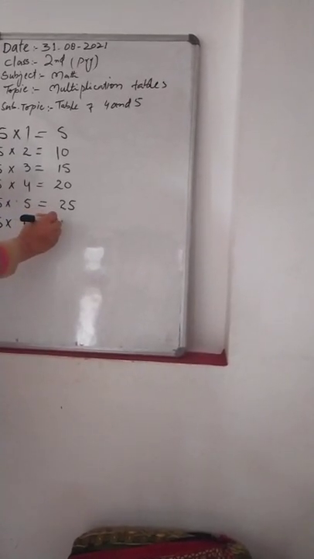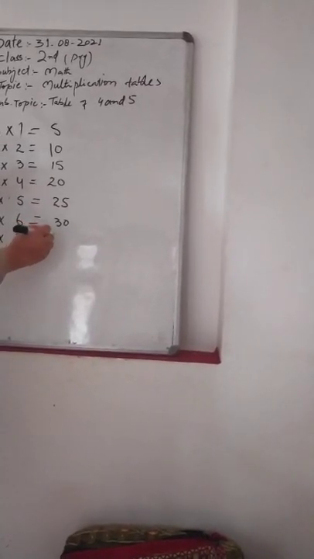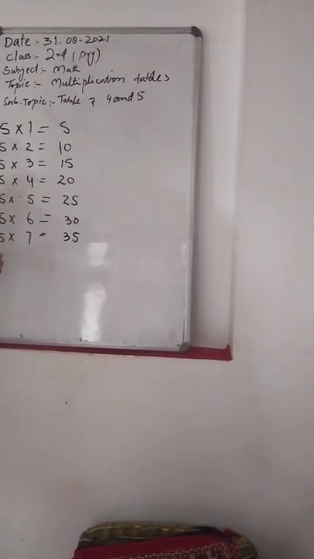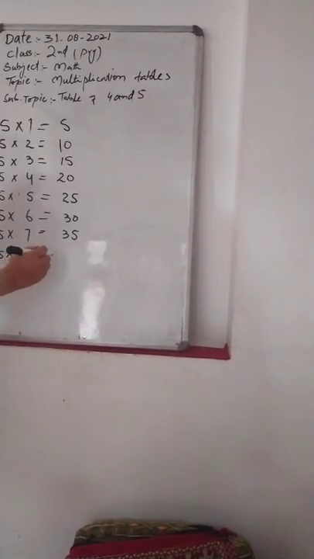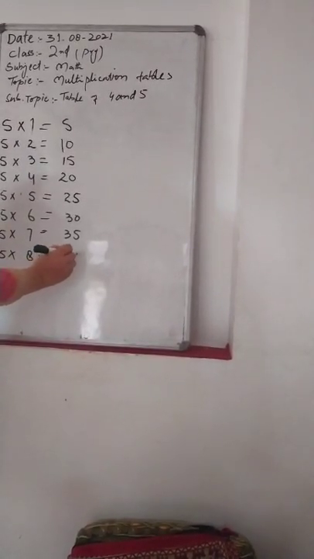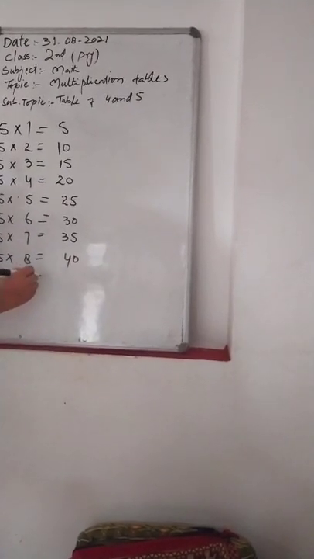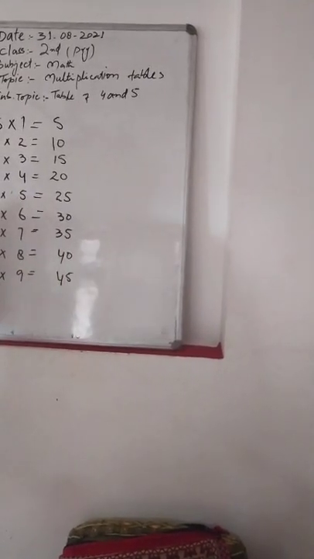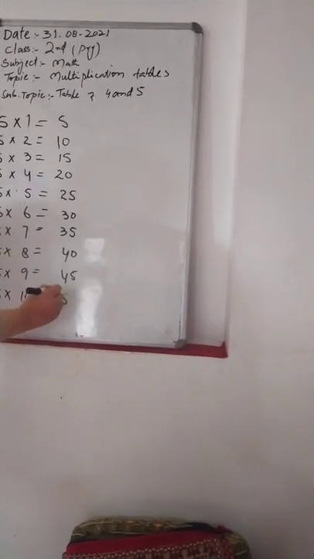5 sixes are 30, 5 sevens are 35, 5 eights are 40, 5 nines are 45, 5 tens are 50.